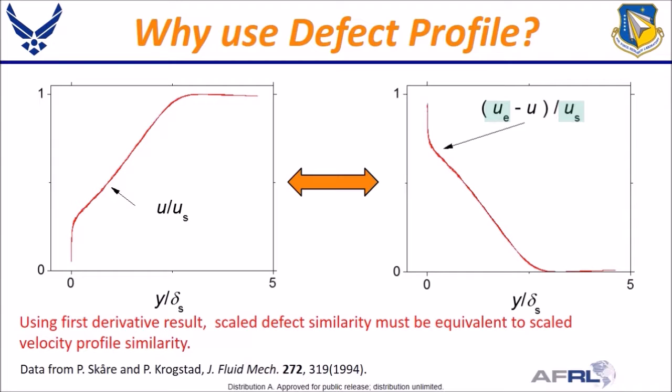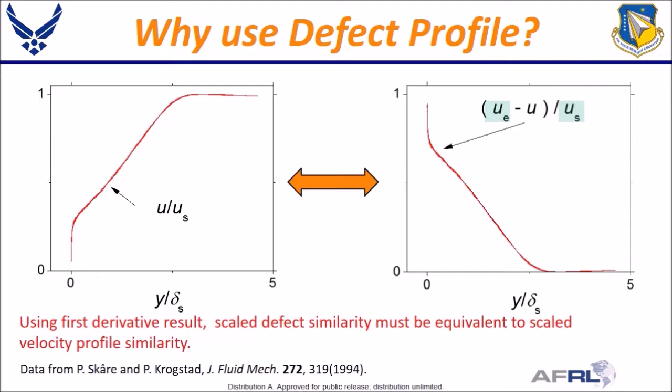The turbulent boundary layer community has fixated on the defect profile for the last 60 years to the point that they will only discuss defect profile similarity. Yet we have two different theoretical approaches that say that similarity must be present simultaneously.